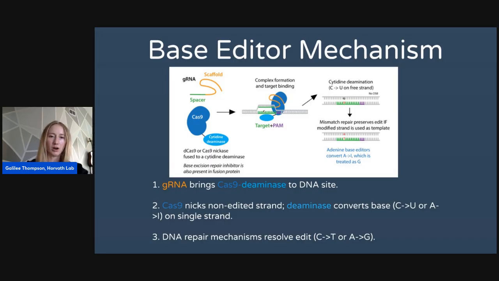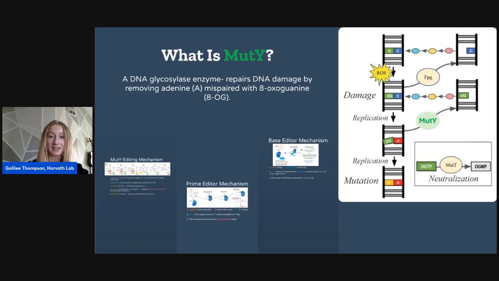Now, how does this compare to base editors? Well, base editors are a lot simpler and smaller in size. They have a guide RNA strand, which is then fused to Cas9 and a deaminase. So the guide RNA takes the Cas9 to where that cut needs to be made, it nicks that strand, and the deaminase focuses on a single nucleotide. It helps to convert that base either from like a C to U or an A to I on a single strand. And then the cell is left up to its DNA repair mechanisms to resolve that final edit, either a C to T or A to G, etc. And there you have an edit.